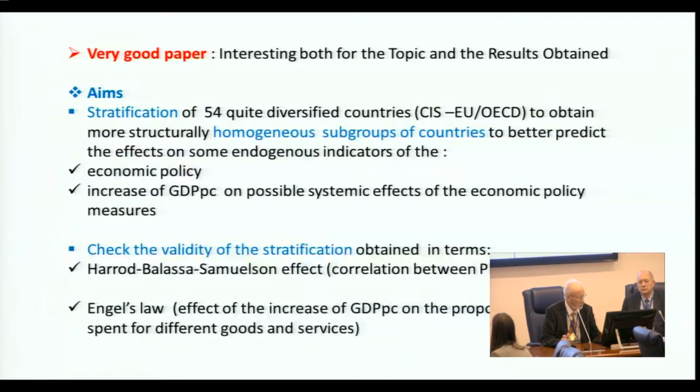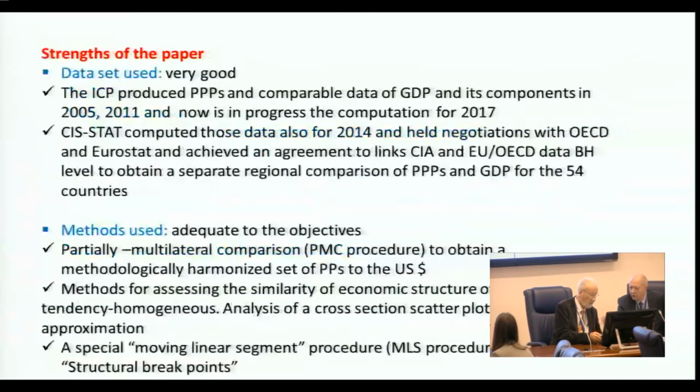And the second group of aim is to check the validity of the stratification obtained in terms of Balassa-Samuelson effect and Engel's law. And they just presented it. Which are the strengths of the paper? Surely the main strength of the paper is the data used, because the data used are very good. You know that the International Comparison Program produced the PPPs and comparable data of GDP and its components in 2005, 2011, and now is in progress the computation for 2017.